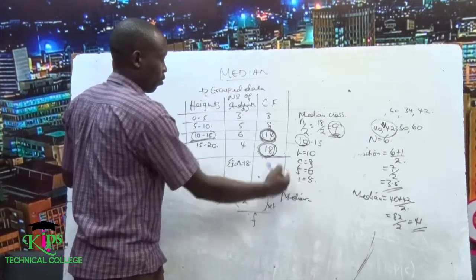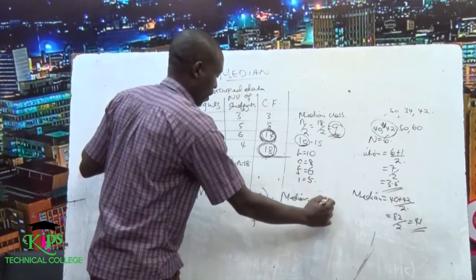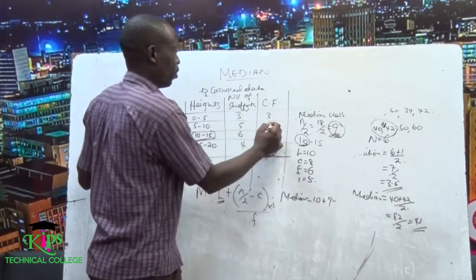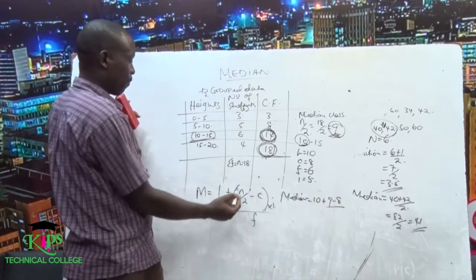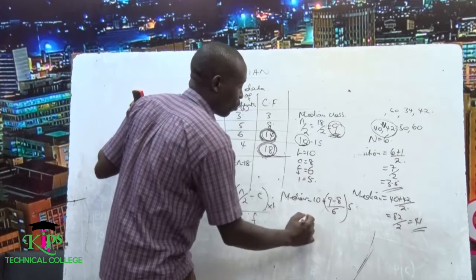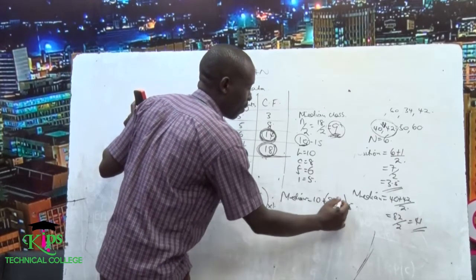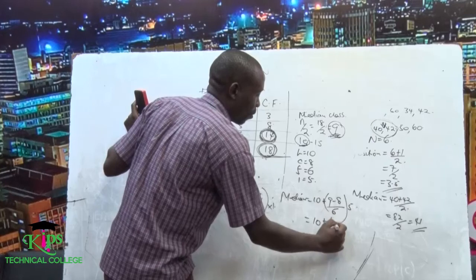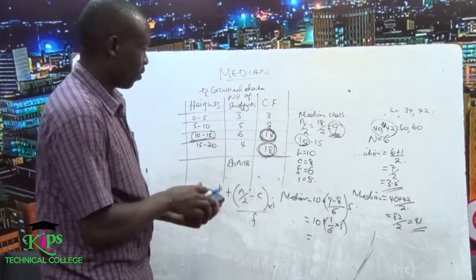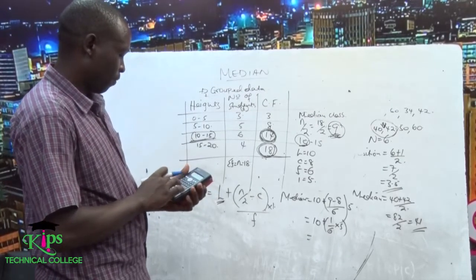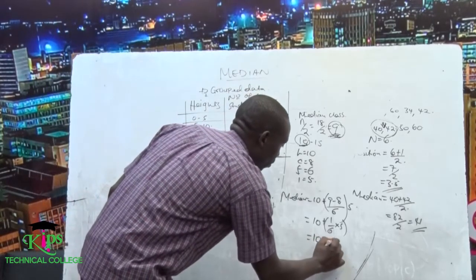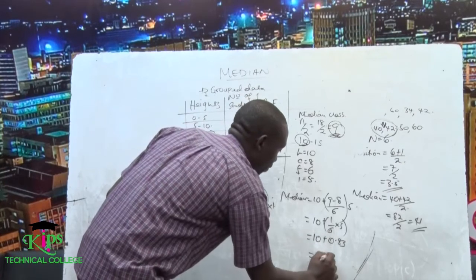We substitute these values into the formula. It is going to be 10 plus n over 2, which we calculated and found to be 9, minus C, which is 8. Then we divide by F, which is 6, and then we multiply it by 5. So it's going to be 10 plus 9 minus 8, which is 1, over 6. Then we multiply this part by 5. So this will be equal to 5 over 6, which is 0.83. So it is 10 plus 0.83, and it's going to be 10.83.